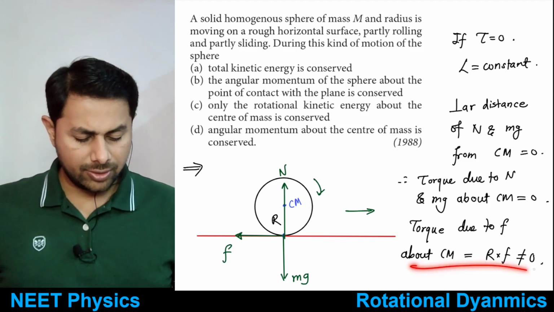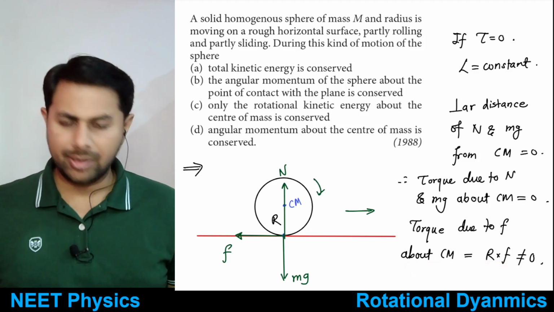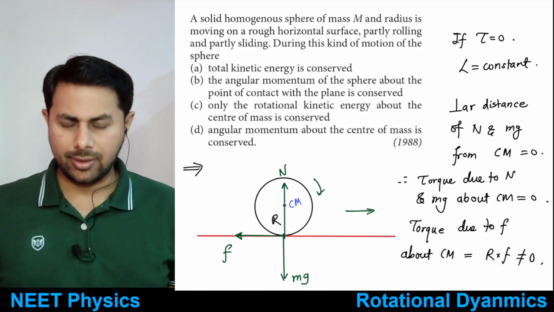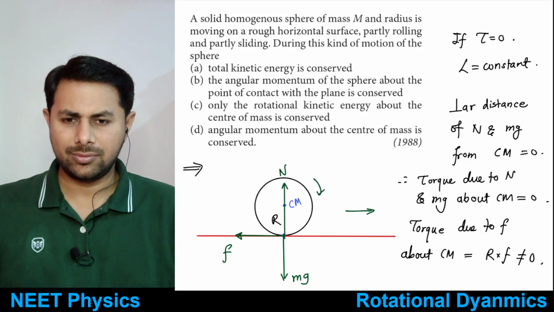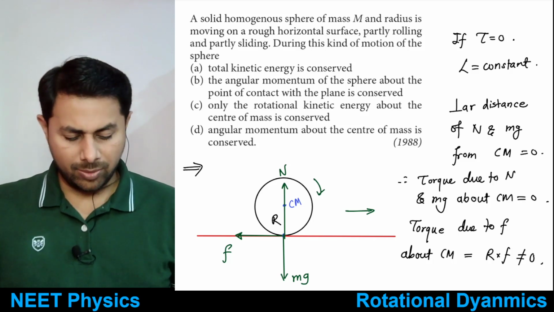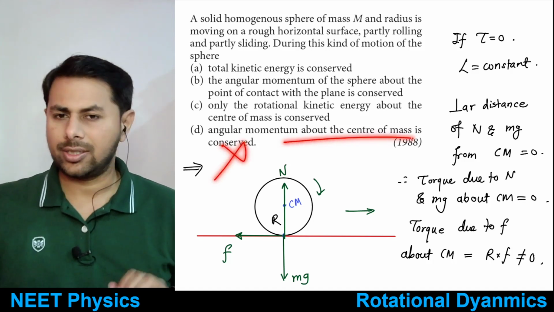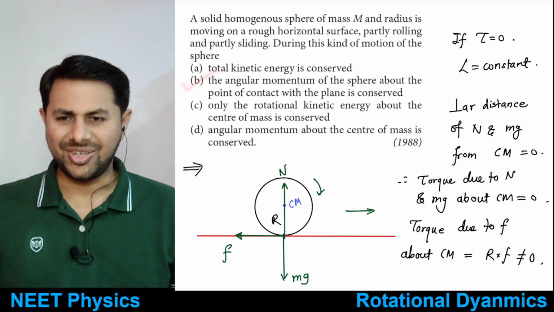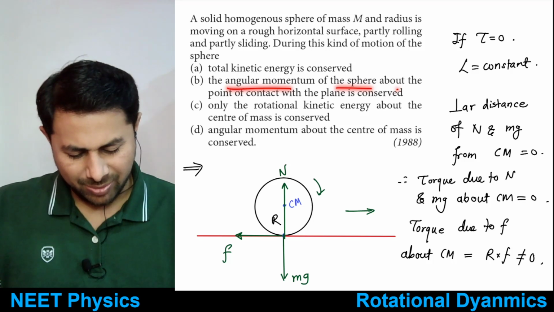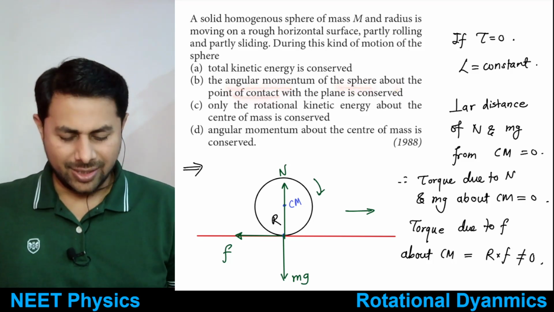If the torque is not 0, will the angular momentum be conserved? No. The angular momentum about the center of mass is not conserved. So this is also incorrect, right? That means it is option B, the angular momentum of the sphere about the point of contact. Yes, it is option B.